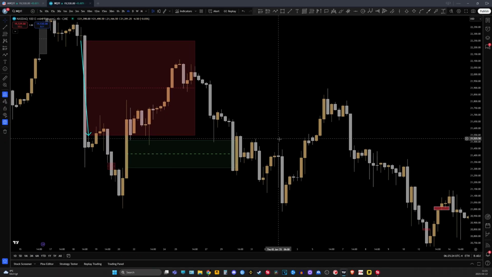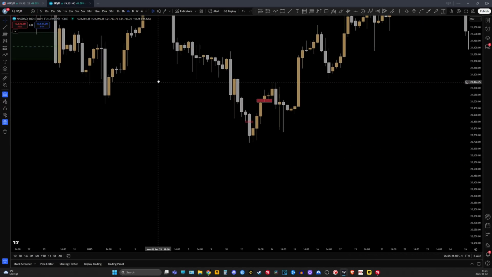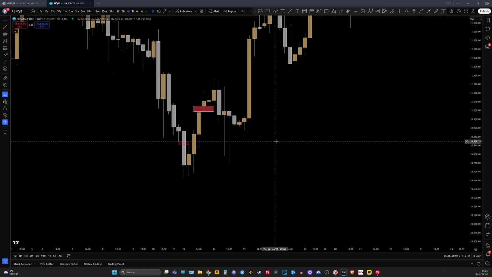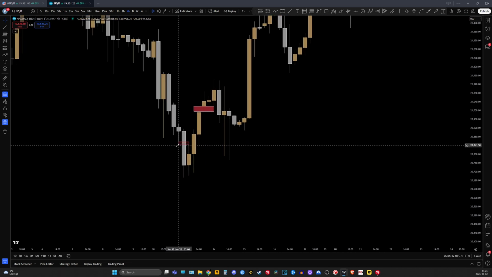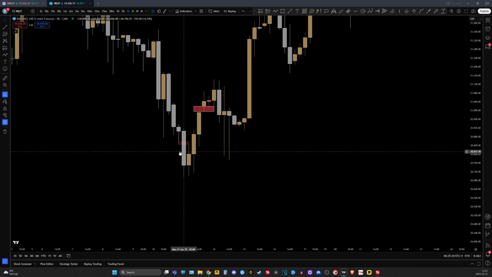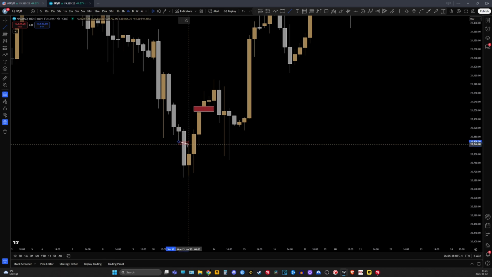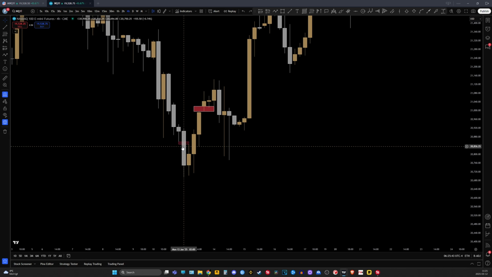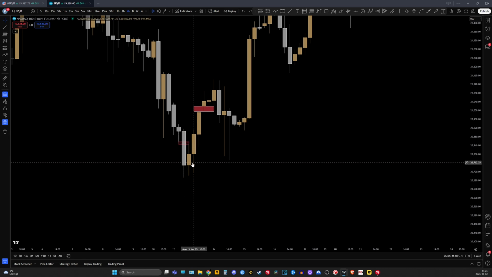Now, another type we have is down here. I've marked a few other things here. I'll explain them all in a moment. But this one we might call a rejection fair value gap. You can see there's a tiny gap here between the wick of this first candle and the wick of the third candle, right? And that creates this tiny little bearish fair value gap.